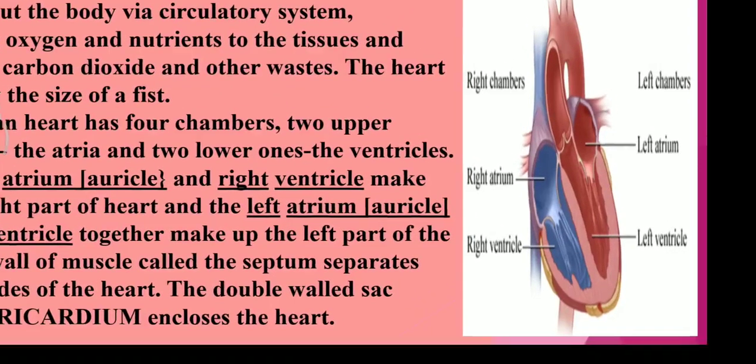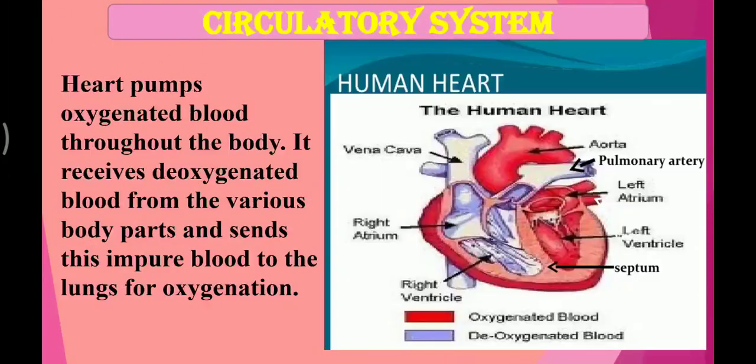See, here you can see in detail. Next, what is the function of the heart? Here you can see the human heart. This vena cava and all, you will understand later. Left auricle, left ventricle, right atrium, that is auricle, and right ventricle. Atrium is also called auricle. Atrium only I will say here.